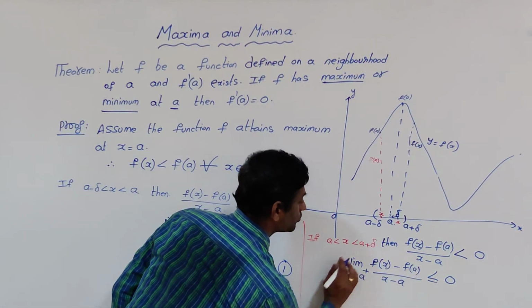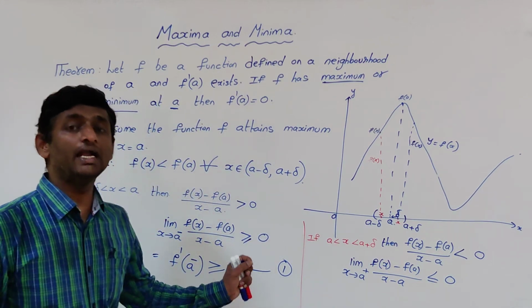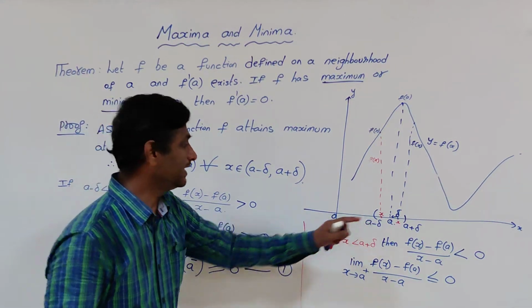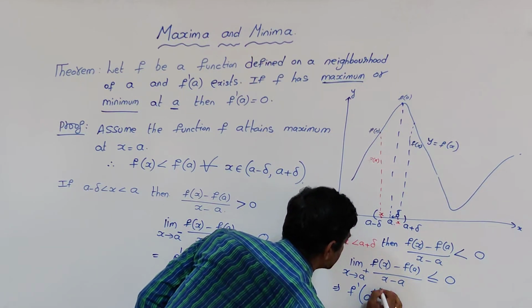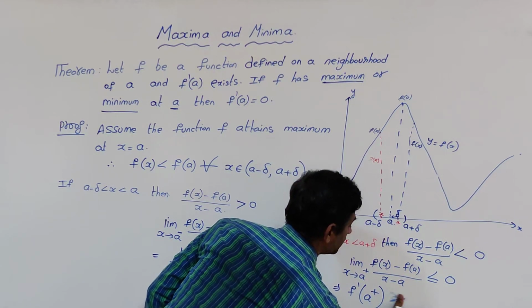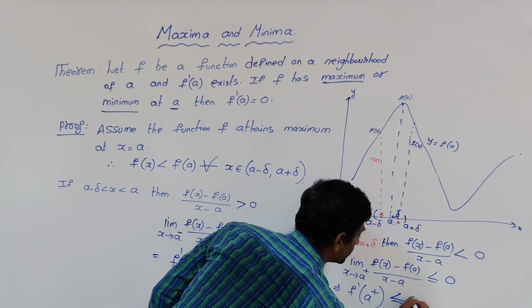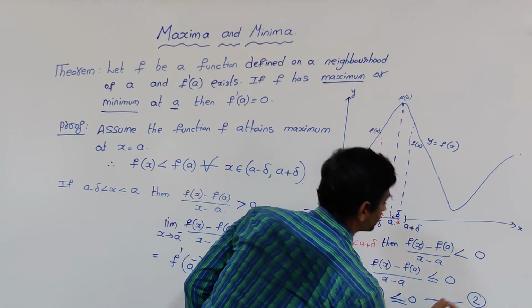So this gives what? It is the right hand derivative at what point? At a. So this will be f dash of a plus, which will be less than or equal to 0. So this is our equation.